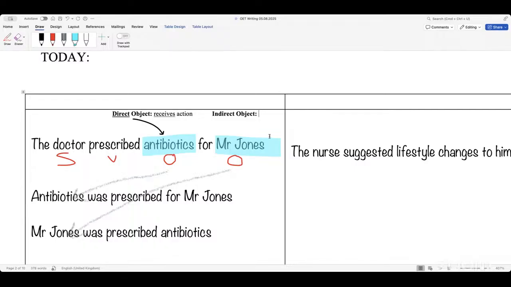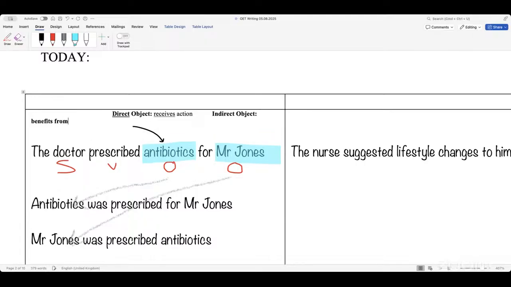Okay, let me ask you a question, Fumi. Who benefits from the antibiotics? Mr. Jones. Okay, so guys, we can just say the indirect object is benefiting. What does benefits mean, guys? Benefits from.